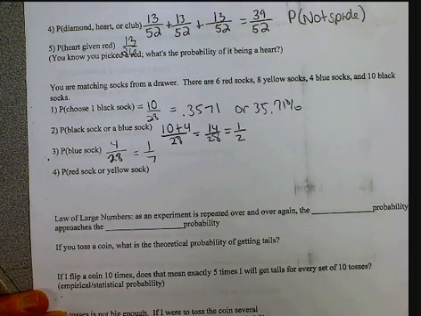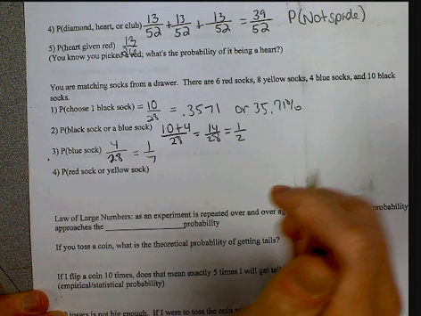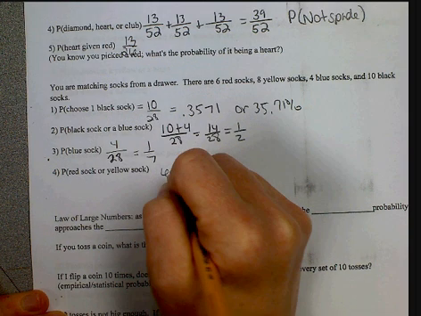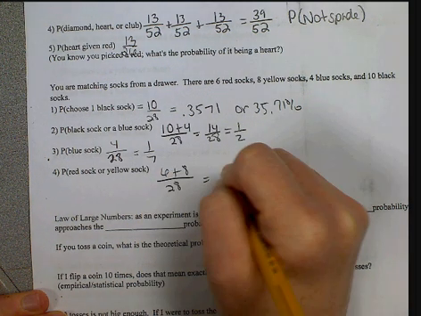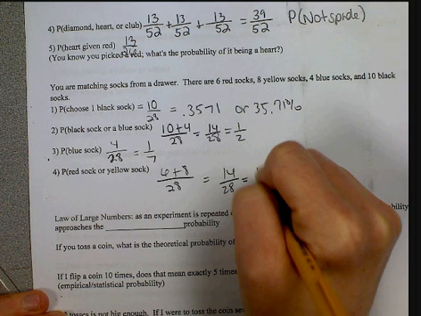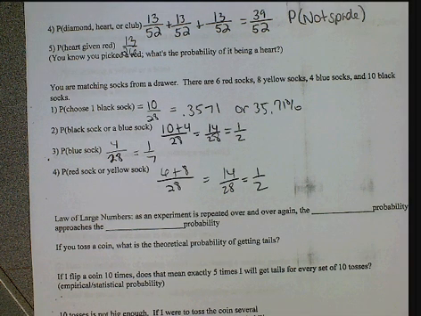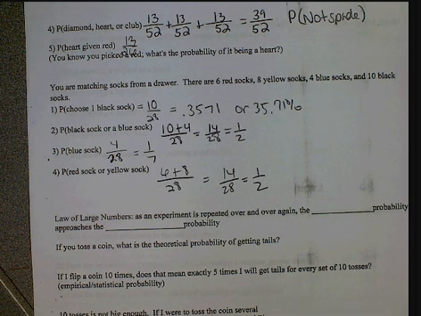What's the probability of a red sock or a yellow sock? So we have to figure out how many red and yellow socks we have. We have 6 red, 8 yellow out of the 28, which gives us 14 over 28, or 1/2. So that's some information about basic probability. Next, we're going to look at some vocab words.